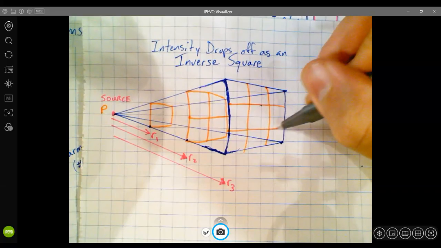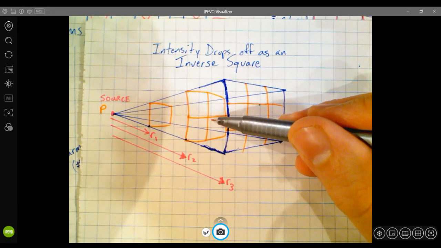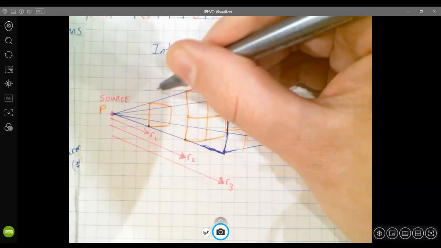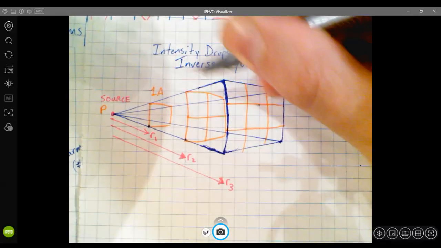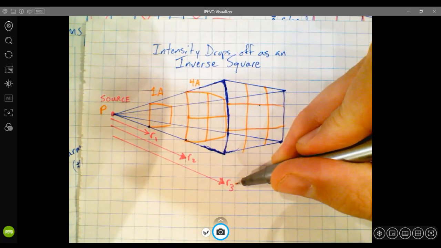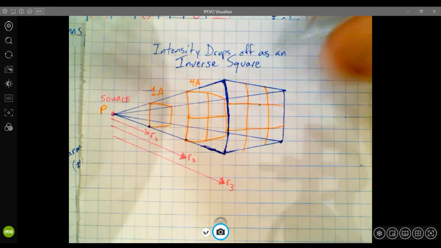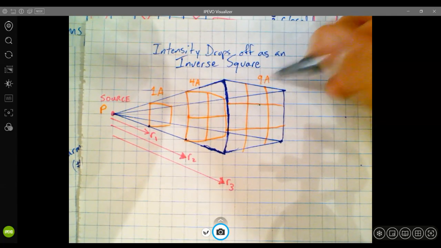And by the time we get from 1 unit distance away to 2 unit distance away, you notice that we've spread out. If this is 1 unit of area, we spread out over 4 units of area. And as we get 3 unit distances away, I've gone away from the sound source an equal distance each time, spread out over 9 units of area.